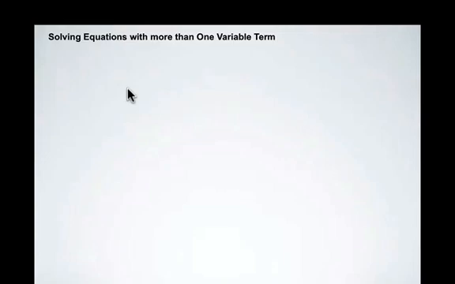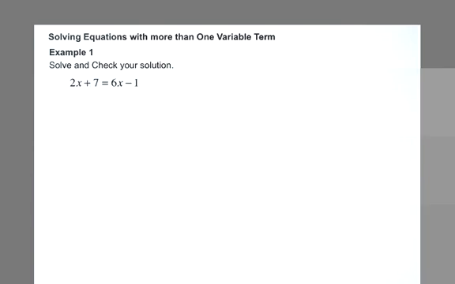Solving equations with more than one variable term. Example 1. Solve and check your solution to 2x plus 7 equals 6x minus 1.